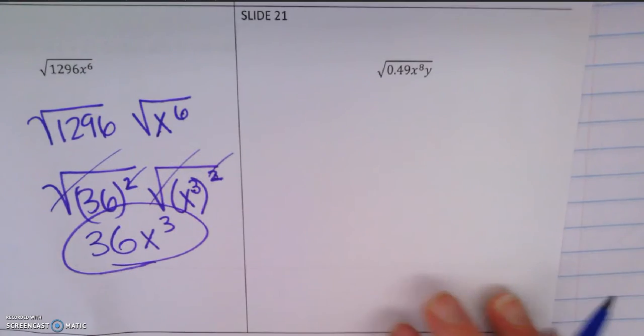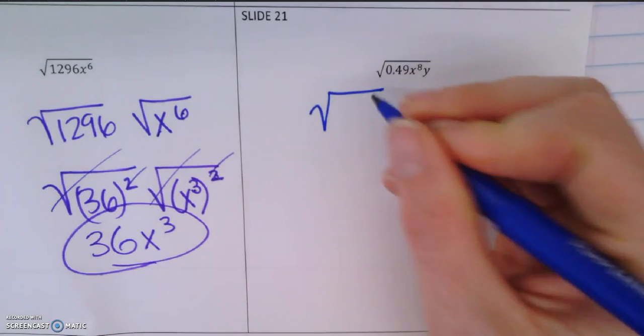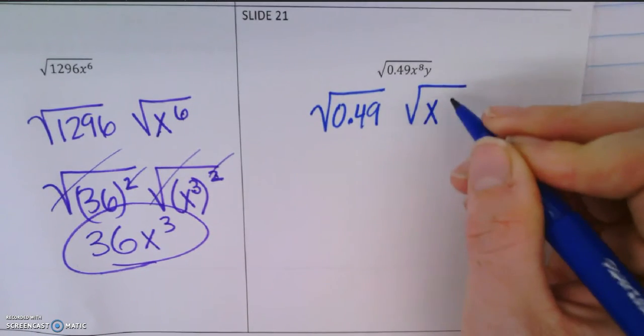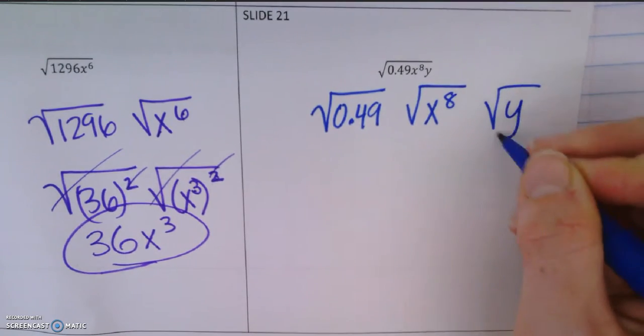Again, I like to break up my factors. Square root of 49/100, square root of x to the 8th, and square root of y to the 1st.